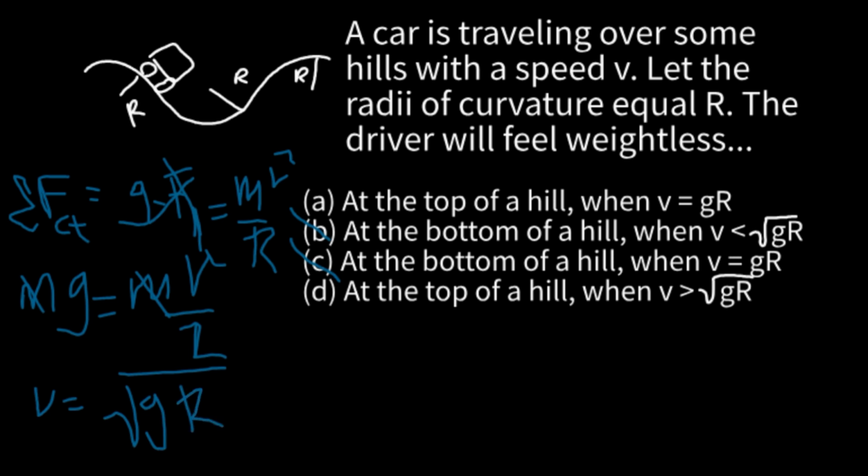Alright, so there's no square root in option A, but then what's with the inequality in D? Well, this v here is the minimum speed required for the driver to feel weightless. Any speed greater than that and the driver will absolutely feel weightless, and that's why we have an inequality there. So that makes D the correct answer.